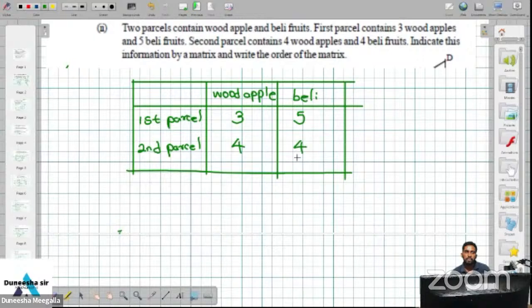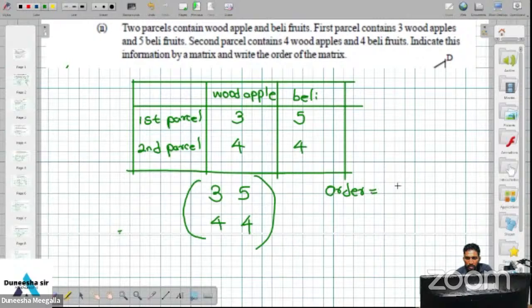Indicate this information by a matrix and write the order of the matrix. Okay. Then we can write 3, 5, 4, 4 as a matrix. Matrix order is equal to rows multiplied by columns.